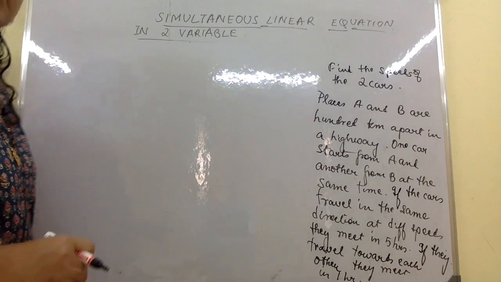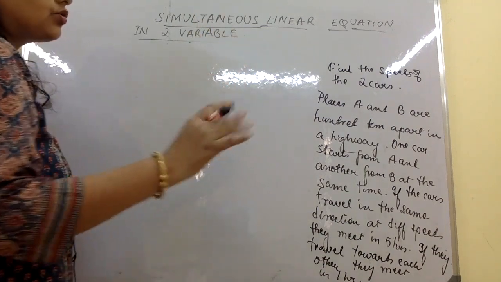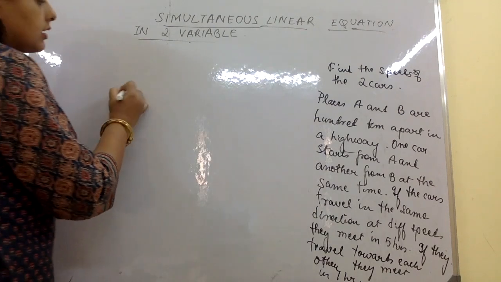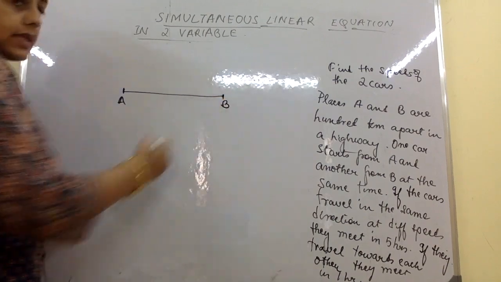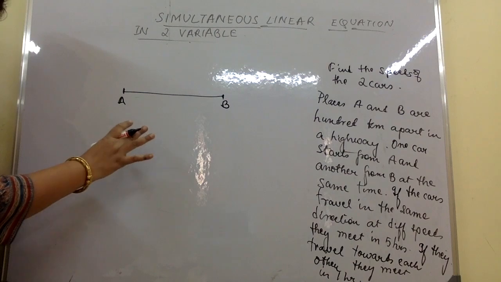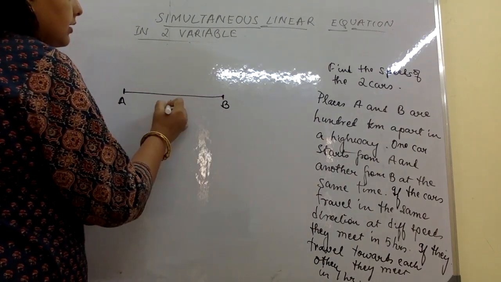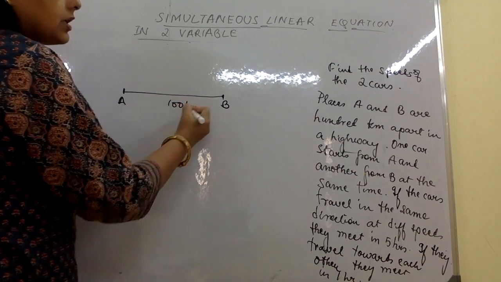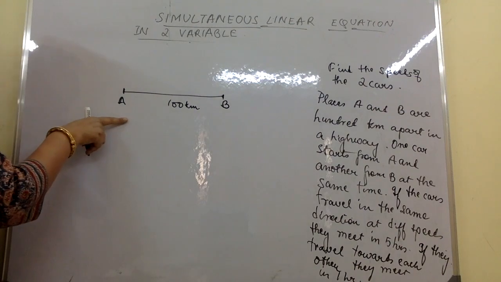In the very first question, we are told to find the speed of the cars. There are two places, A and B. Now remember, the diagram is absolutely essential for these sums. Draw these small sketches, it will help you to do the sum. Now these A and B are 100 kilometers apart. That's very important. One car starts from A and another from B. So this way one car is going.